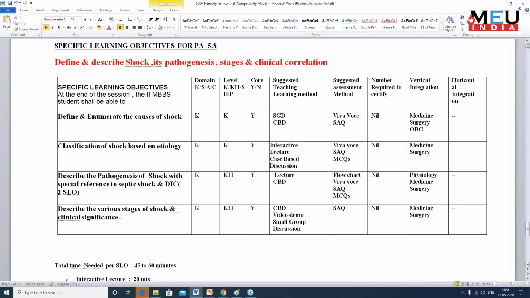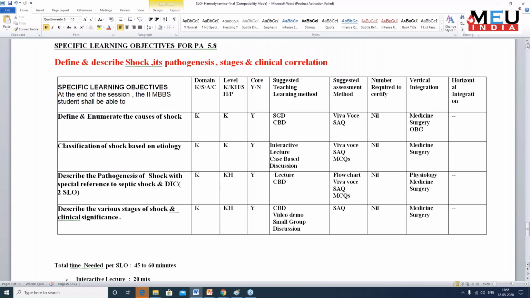Coming to that, define and enumerate. Yes, sir. DIC is always covered here. Yes, sir. So sometimes a few teachers ask us to just leave it as it is dealt with in hematology sometimes. So I wanted to know. I mean, coagulation system. Yes. Okay. So define and enumerate the cause.